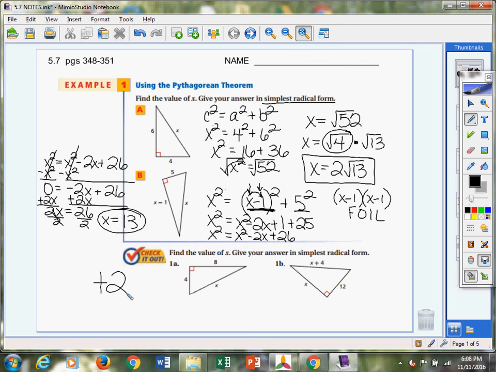All right, I'm going to give you 2 points, one for each. Use the Pythagorean theorem to find x, please. And leave your answers in simplest radical form. Thank you.